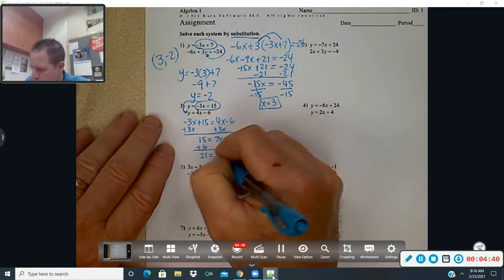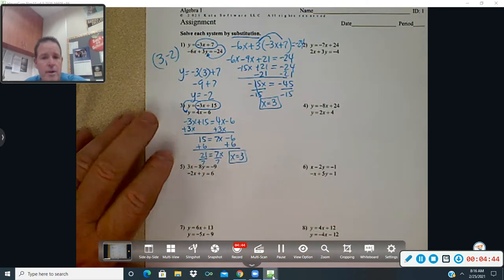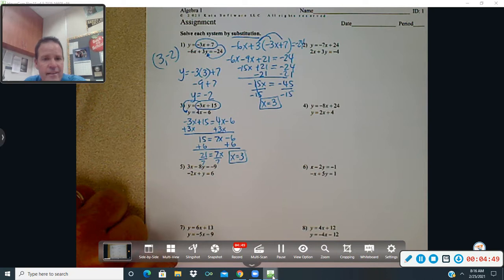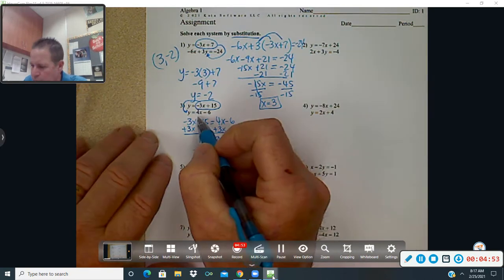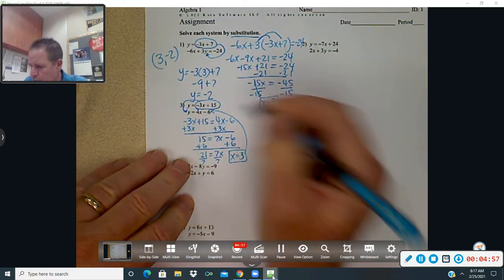Divide each side by 7, and you're going to have x equals 3. That'll be your answer. X was 3 on the last one, just coincidence. All right? Now again, plug back into whichever one you want. I like the bottom one. I'm not really sure why, just the numbers look smaller to me. So I'm going to plug into this bottom one.